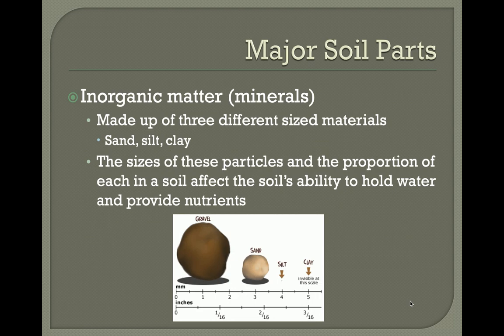Major soil parts. Let's look at some inorganic matter to start with. These are the minerals. These are the things that are not living, have not been living. They come from rock parent material typically. There's three different sizes of materials, and you've got sand, silt, and clay. If you look all the way at this picture, all the way to the left, you see gravel. And obviously, we're looking at things like rocks there.